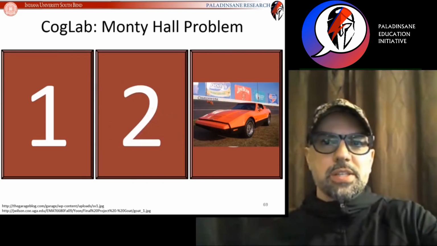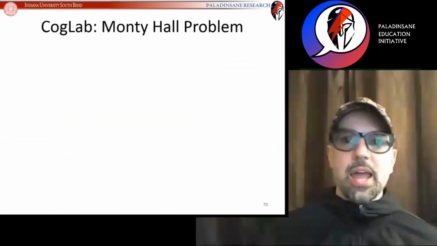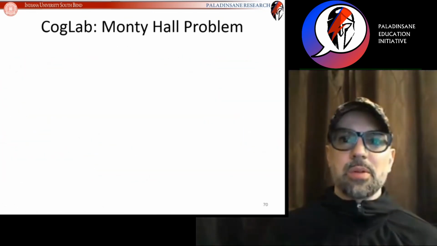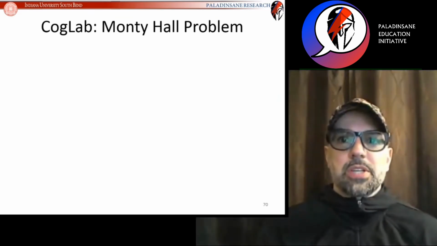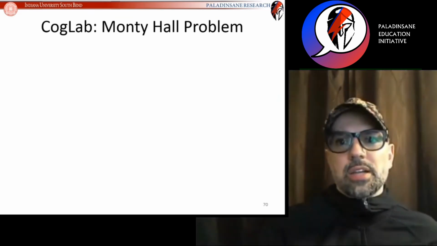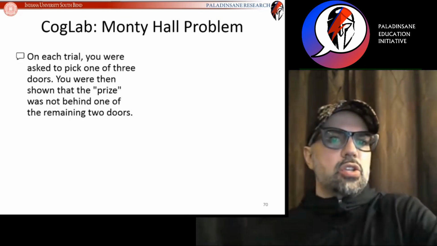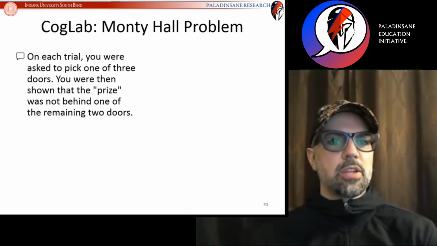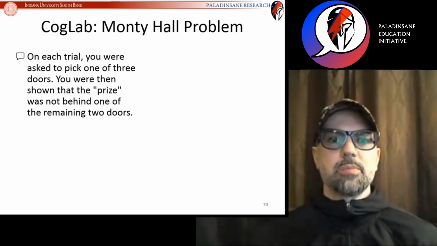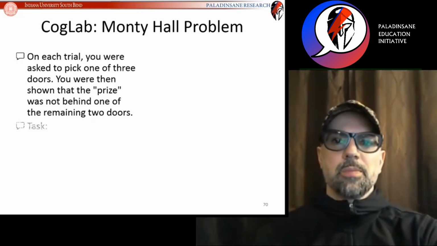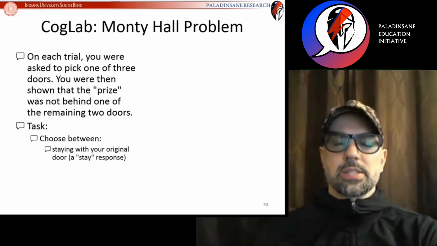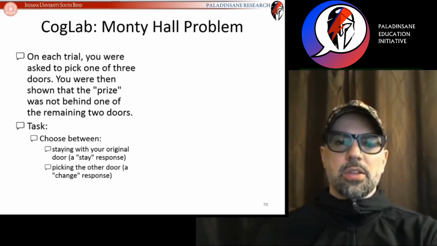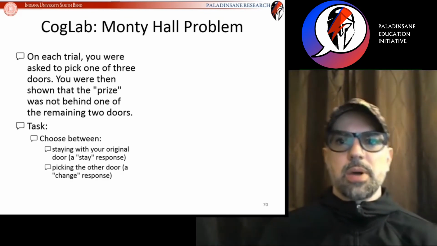All right, so what is the solution to this? Well, let's take a look at the CogLab. This is a Monte Carlo experiment where we just actually ran it. A lot of people disagree on what the actual numbers are, so let's just run it. On each trial, you were asked to pick one of three doors. You were then shown that the prize was not behind one of the remaining two doors. And your task was to simply choose between staying with your original door, a stay response, or picking the other door, that would be a change response.